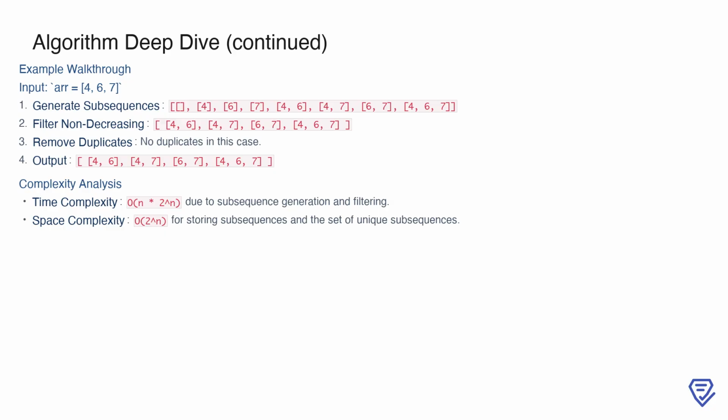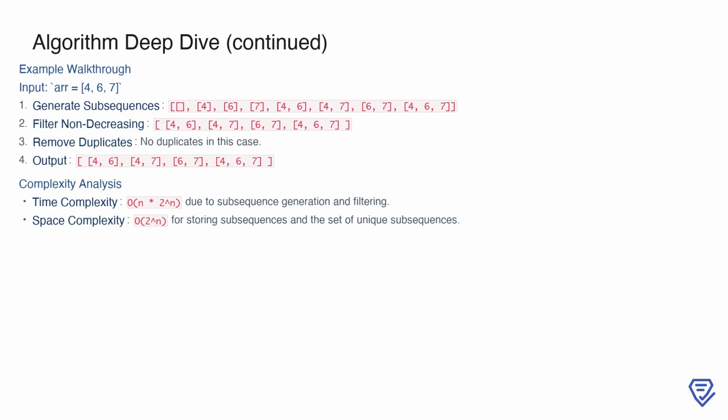Here's a detailed breakdown. 1. Helper function backtrack. This recursive function explores all subsequences starting from the given start index and builds a potential subsequence stored in path. If path has more than one element, it is added to a set called result. Using a set ensures that duplicate subsequences are automatically eliminated.